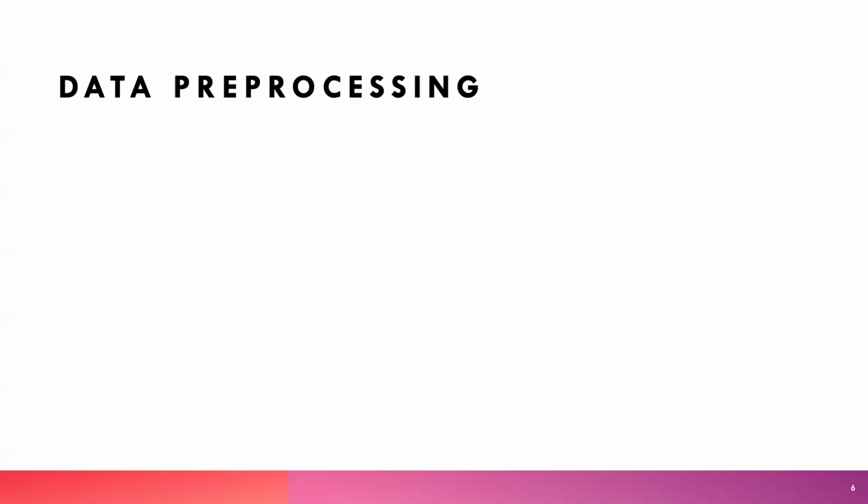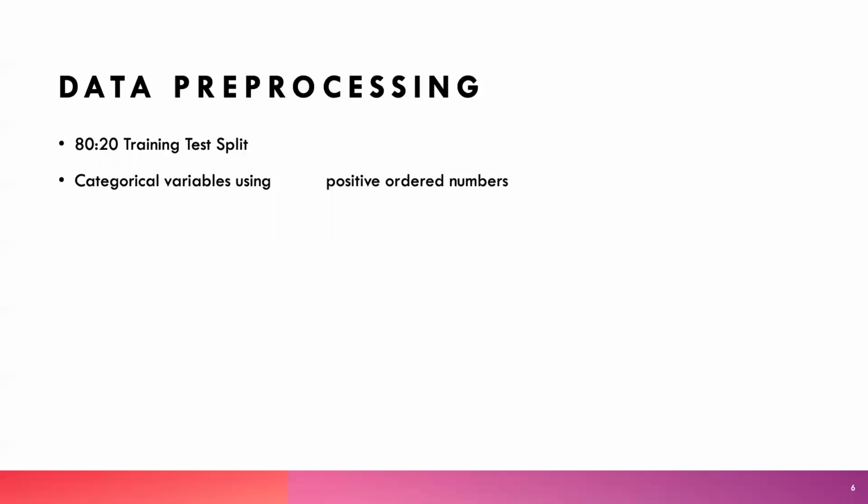Before we train the model, the dataset is split into a training set and a test set with an 80-to-20 ratio. And for training the deep learning models, all the categorical variables are encoded using the ordinal encoder to convert them into numerics. And for the numerical variables, they are standardized such that they lie within the range between 0 and 1.